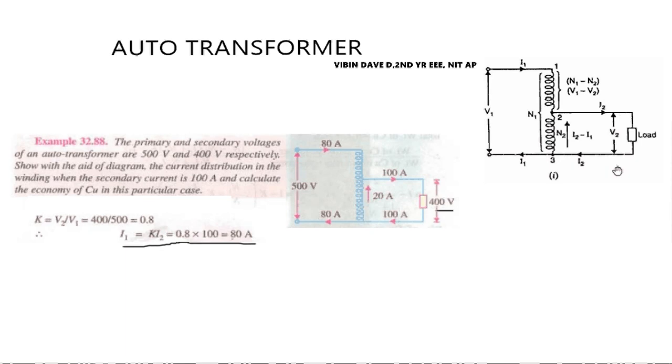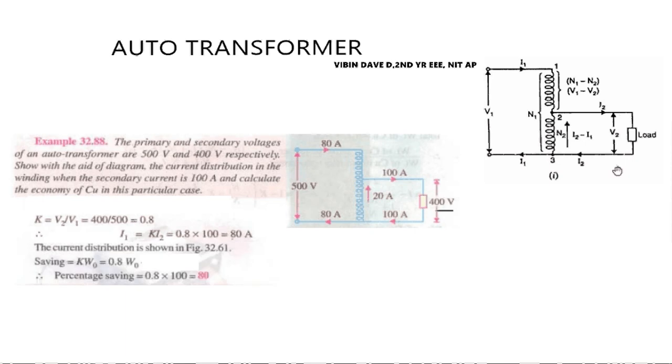After you draw this diagram, we need to move to the next section of the question. The next section will be economy of copper in this particular case. I think we have already derived the amount of copper saved. It will be K into weight of copper used in a 2-winding transformer. Here the economy of copper is asked, so we only need the percentage of copper saved, which is K into 100, equal to 80%.